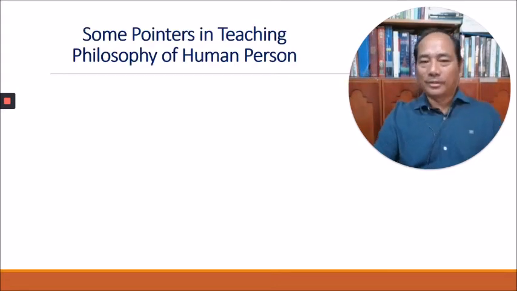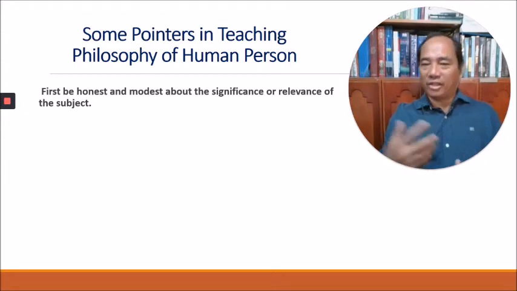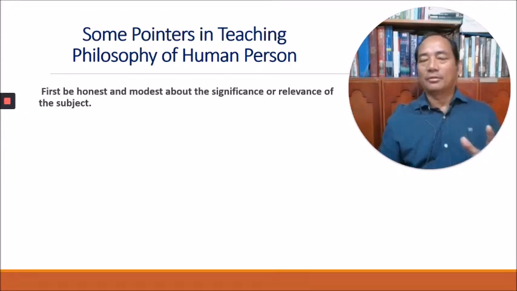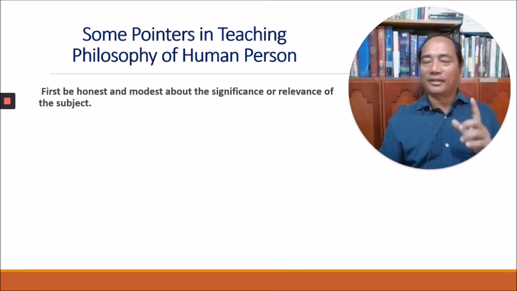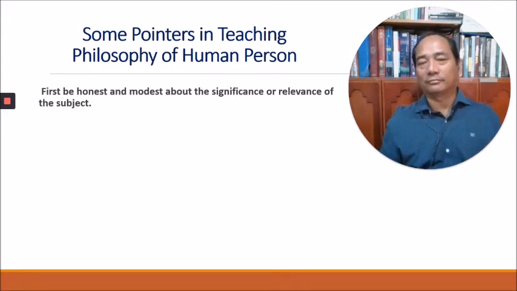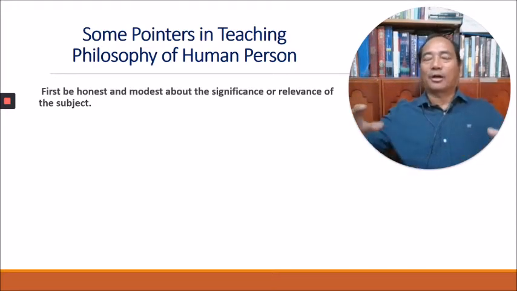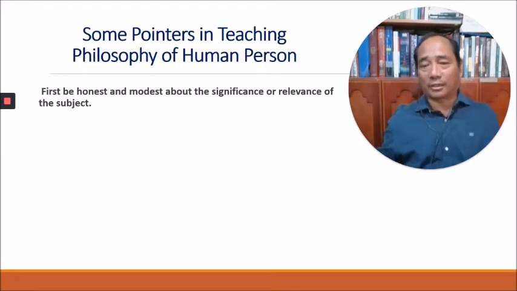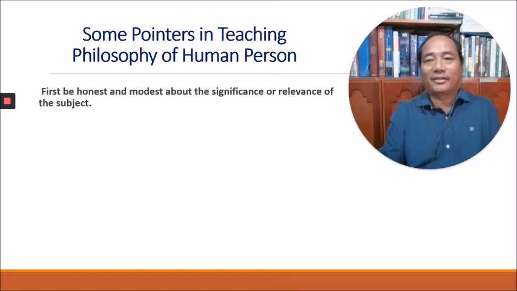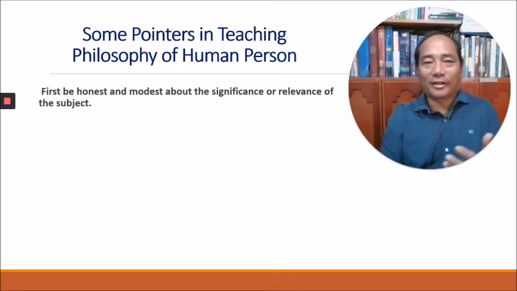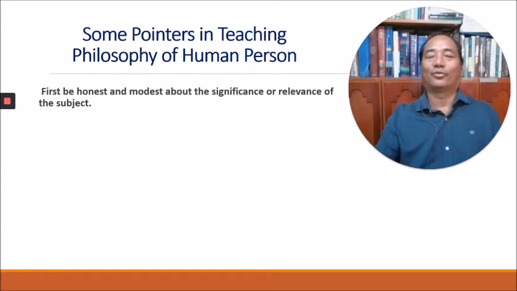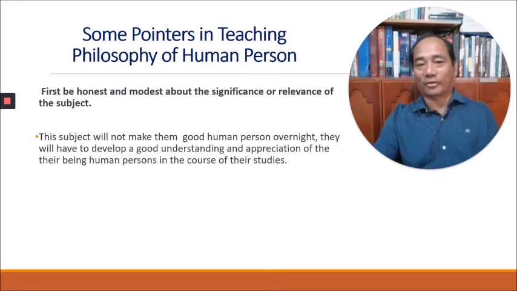Okay? So, let's go now to some specific pointers in teaching this course. First, we need to be honest and modest about the significance or relevance of our subject. We have to consider the course that we're teaching in the context of all the other subjects that our students are taking up. Because this is not their only subject. This is not their only course. Yes, your course or subject is relevant, but so are the other courses or subjects. They are as relevant, as significant as your own subject or your own course.